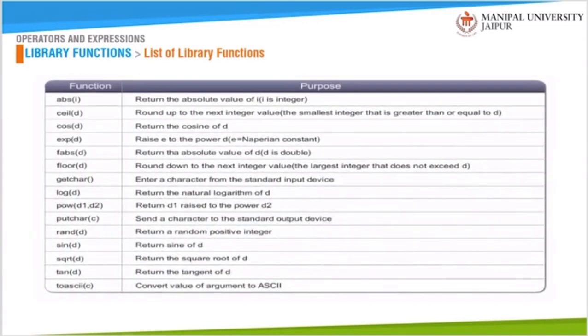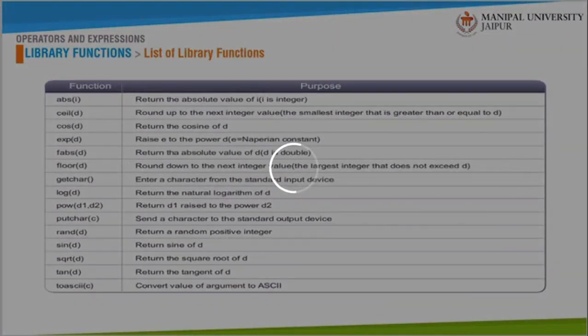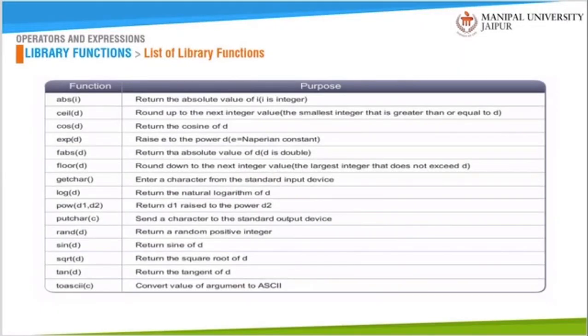These are some of the library functions which are commonly used in C language. abs(i) is a library function which is used to return the absolute value of i, where i is any integer. ceil(d) is a function which rounds up to the next integer value. It returns the smallest integer that is greater than or equal to d.